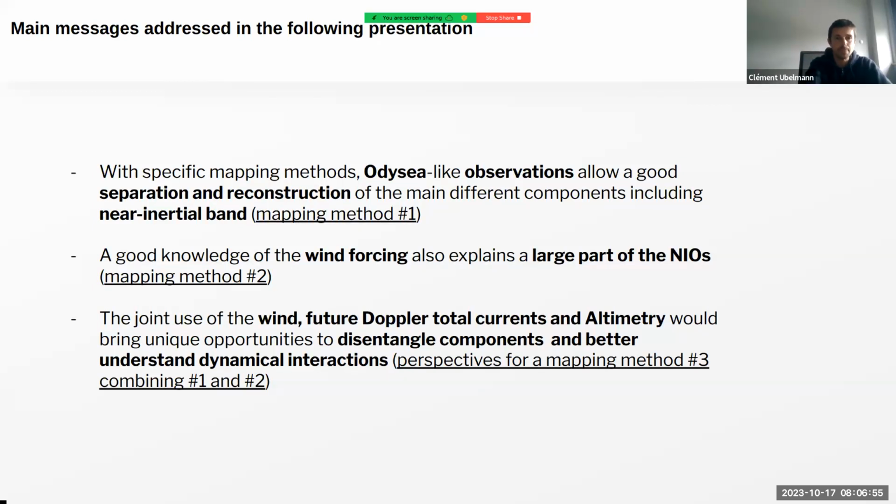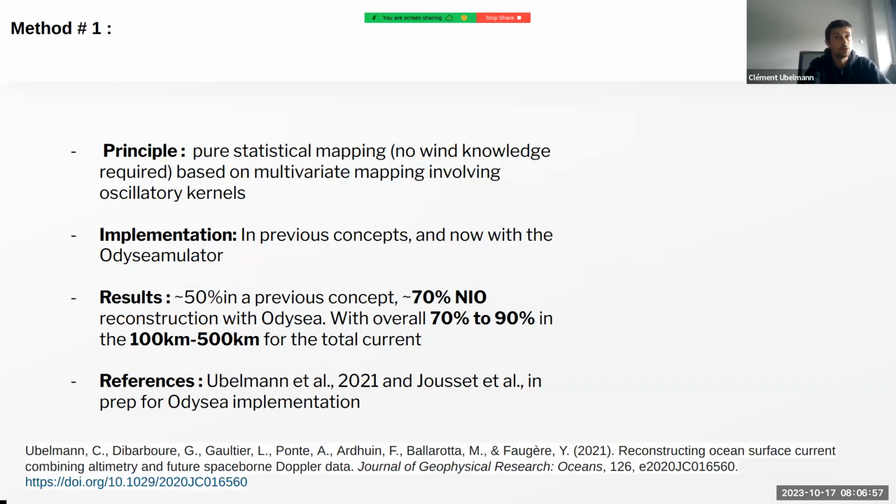First, I'll go over method one. I'll go quickly over the main principles and results. A lot of these materials are already published, and you can have a look for further details. The basic principle is to have a pure statistical mapping, so without wind knowledge for now, based on multivariate mapping involving oscillatory kernels. I'll give an illustration of that. We've implemented that in a previous concept, and now with the Odyssey simulator, so for the Odyssey concept.